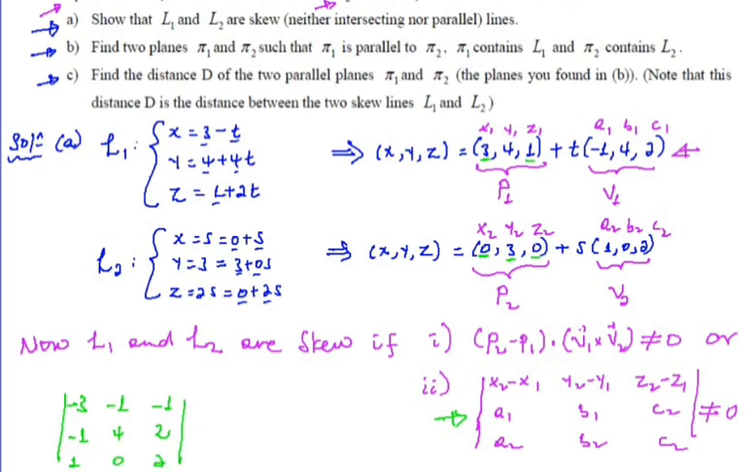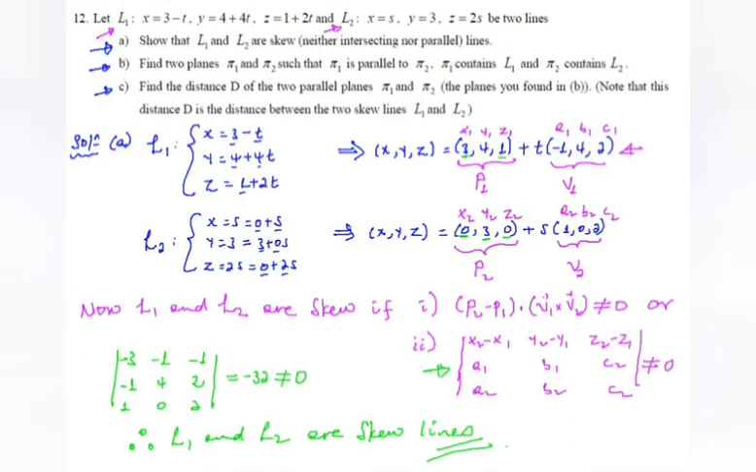This is some kind of determinant of 3 by 3. So calculate this determinant. The determinant of this matrix becomes minus 32, which is different from 0. If it is 0, the lines are not skew; they are either parallel or intersecting lines. Okay, so since this number is different from 0, L1 and L2 are skew.